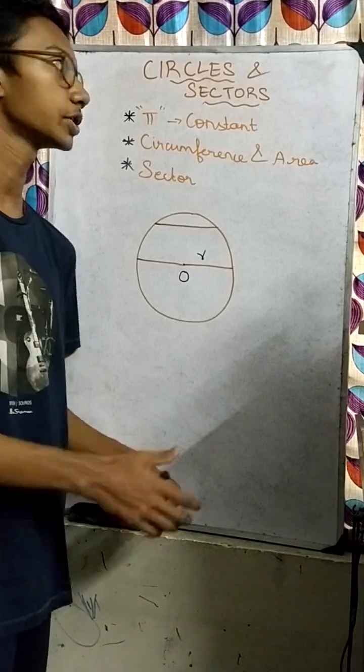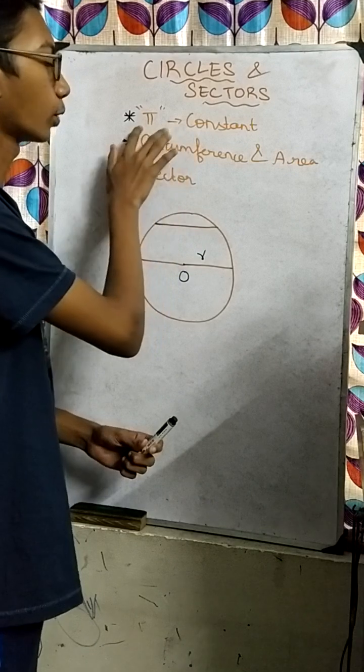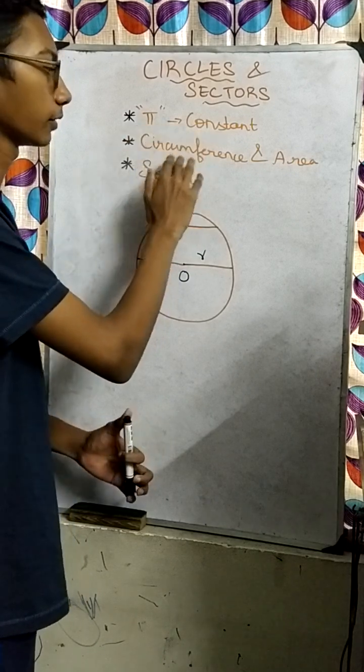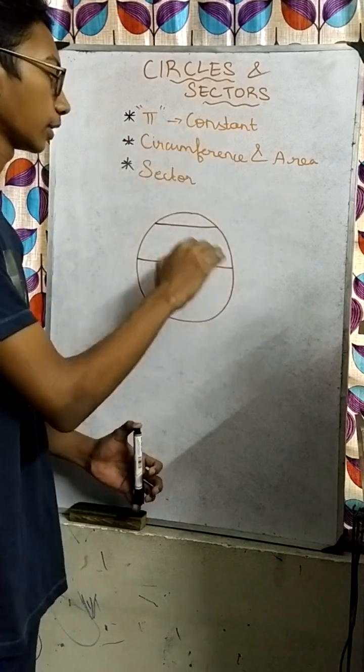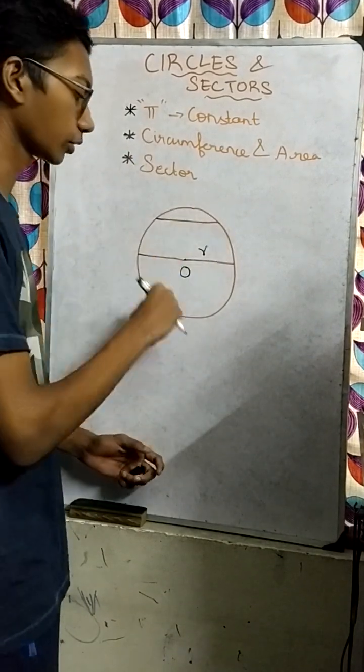In this video, we will see all about circles and sectors. First, we will see the pi, what is the pi constant, and then we will see circumference and area of a circle, and then we will go to sectors. First, we will see something about circles.